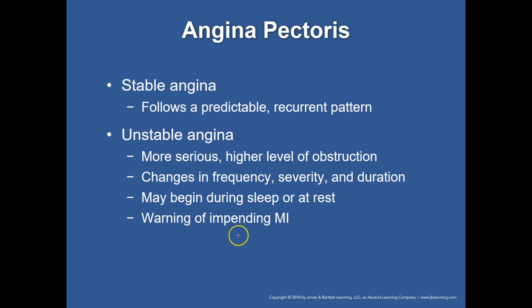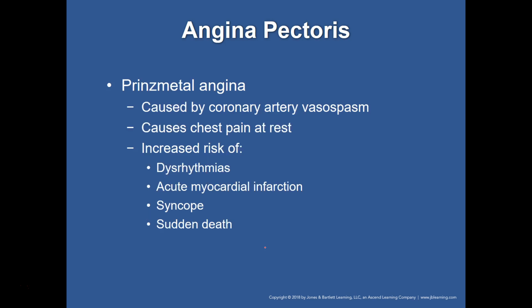One thing to think about, though, is this right here is warning of impending MI. So it's important that as this goes from stable to unstable, we encourage people to seek help and get what they need before we end up having to run on them in the middle of the night because their body forgot to keep breathing. Prinzmetal angina, caused by coronary artery vasospasm, causes chest pain at rest. It also has an increased risk of several things that you see there. It can be caused by a couple of different things.